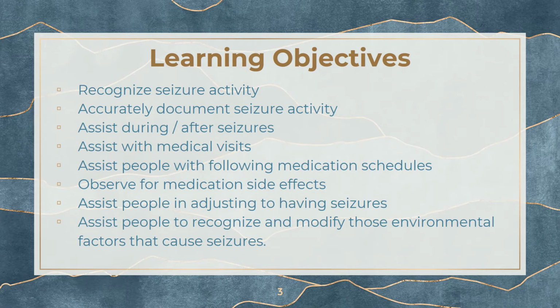Once you complete this module, you should be able to recognize seizure activity, know how to accurately document seizure activity, know how to assist a person during and after having a seizure, be able to assist with medical visits, help people we support in following their medication schedules, and know how to observe for medication side effects. Additionally, you will learn strategies on how you can assist people we support in adjusting to having seizures, as well as knowing how to recognize and modify any environmental factors that lead to seizure activity in people we support.